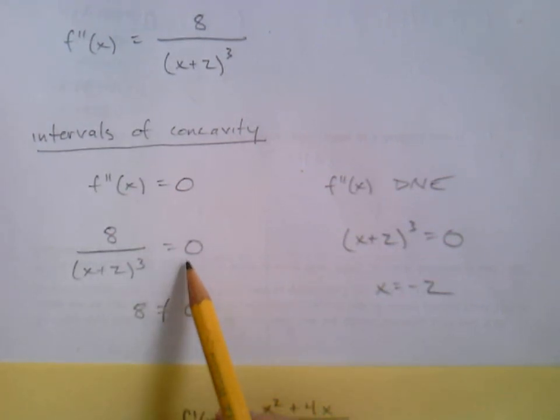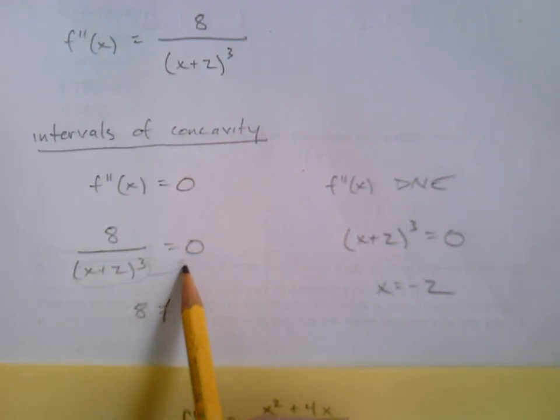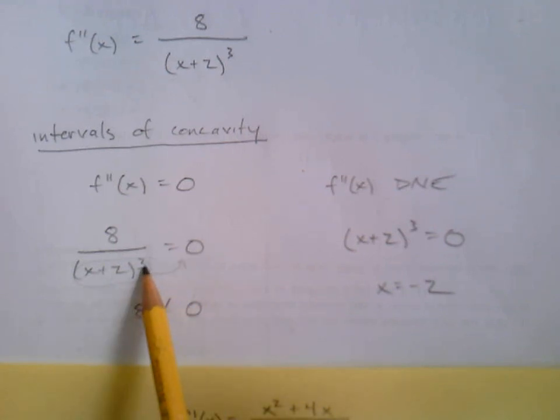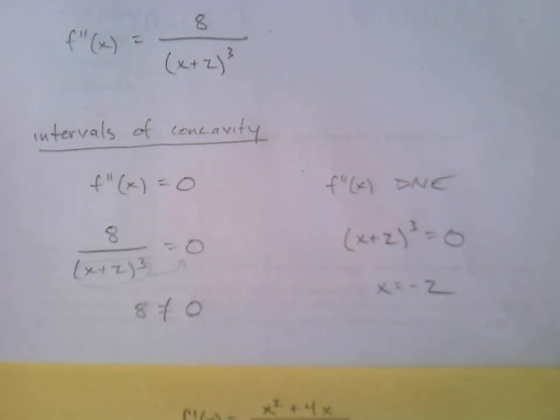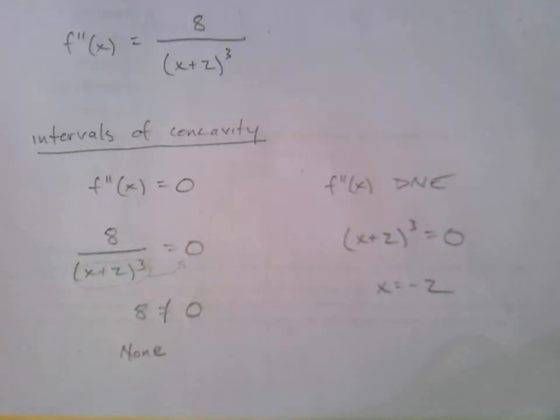What I did from the second to the third line, I multiplied both sides by that denominator. I multiplied that over here. But if I multiply it, it stays 0, right? 0 times this. But 8 will never equal 0, so there are no solutions here. This does not produce any critical numbers. That second derivative will never equal 0.